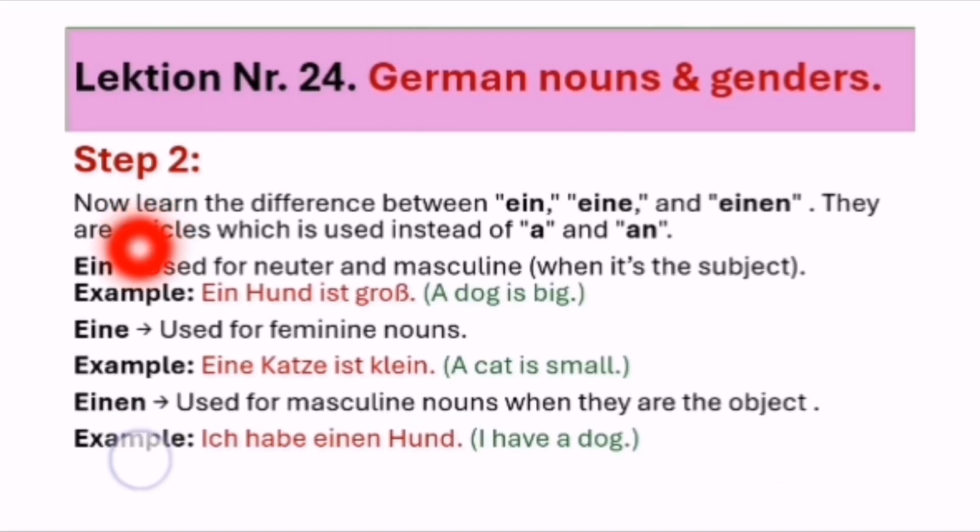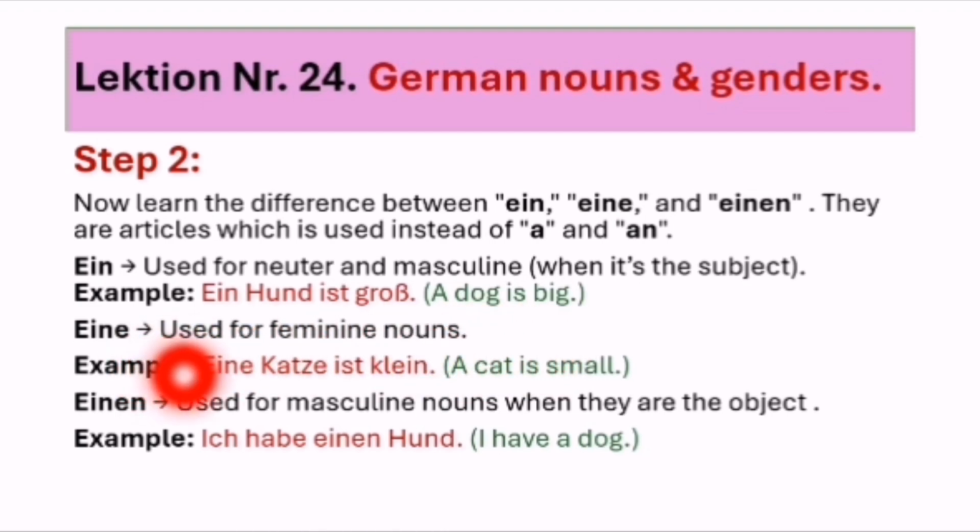Step 2. Now, learn the difference between ein, eine, and einen. There are articles which are used instead of a and an. Ein is used for neuter and masculine when it is the subject. Example: Ein Hund ist groß. A dog is big.